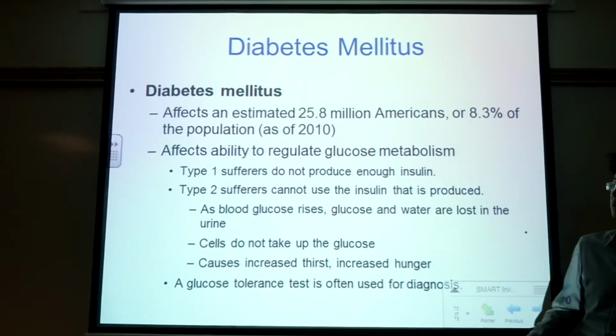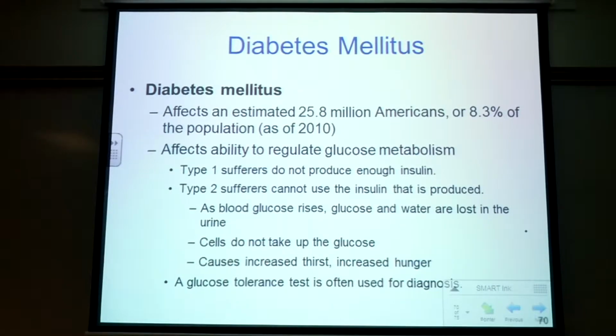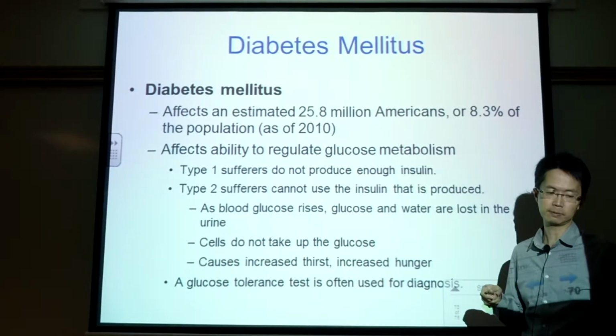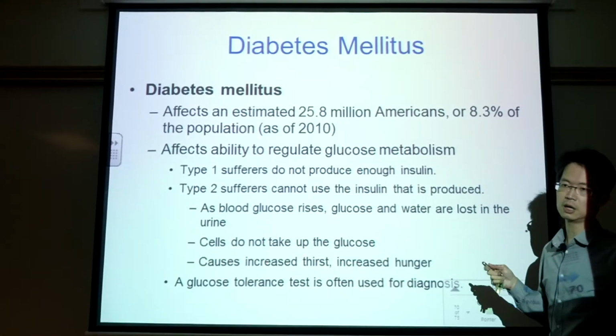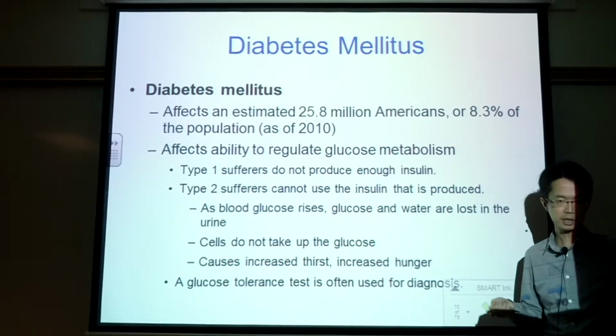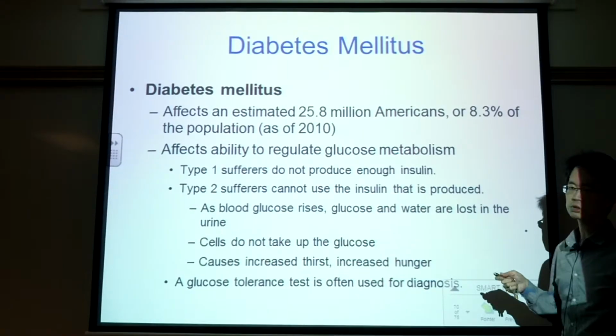Diabetes mellitus, let's see. Diabetes mellitus is a major topic in the endocrine system, or in the digestive system. We have two types, type 1 and type 2. It affects 8.3% of the population here in the United States. Type 1 is that they do not produce enough insulin, it is genetic. Type 2, they cannot use the insulin, so they are not responsive to insulin.